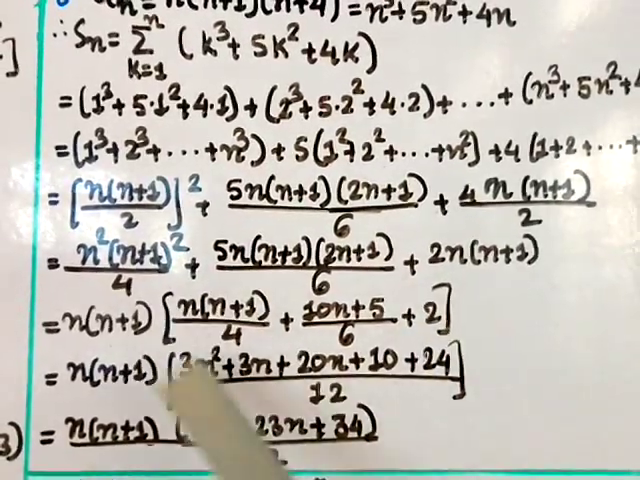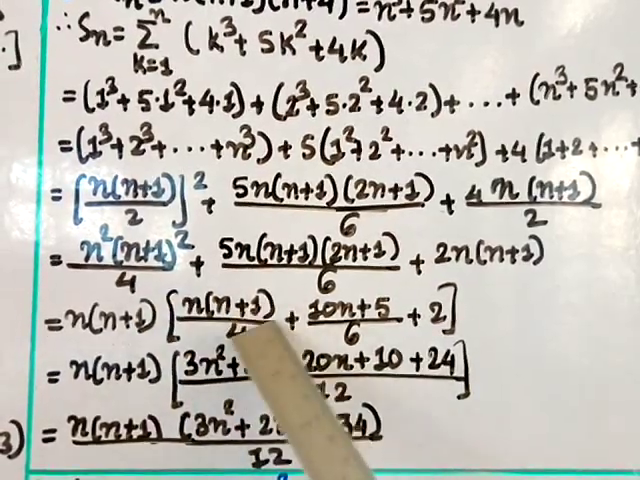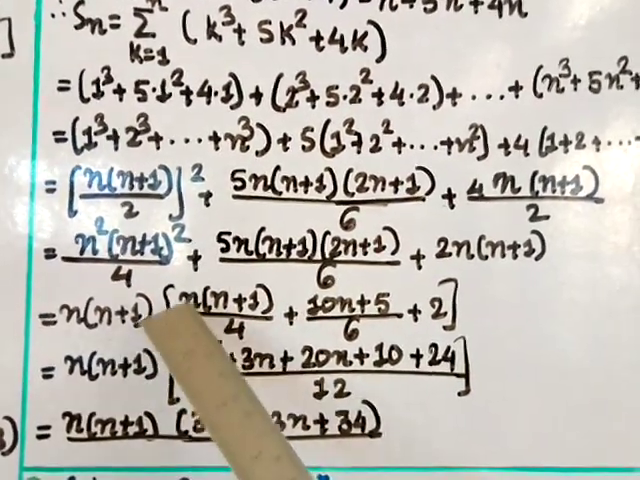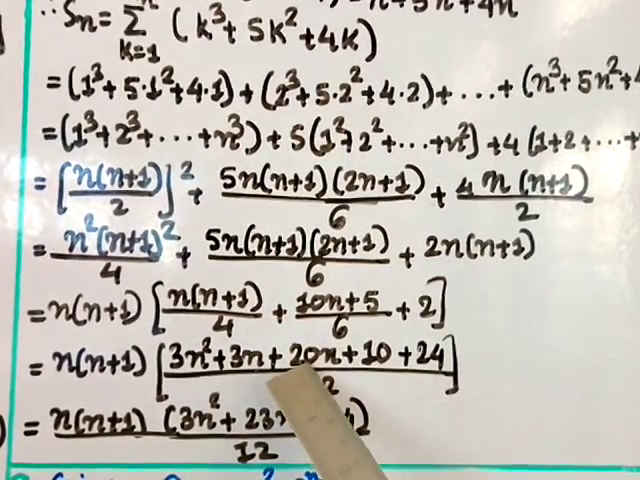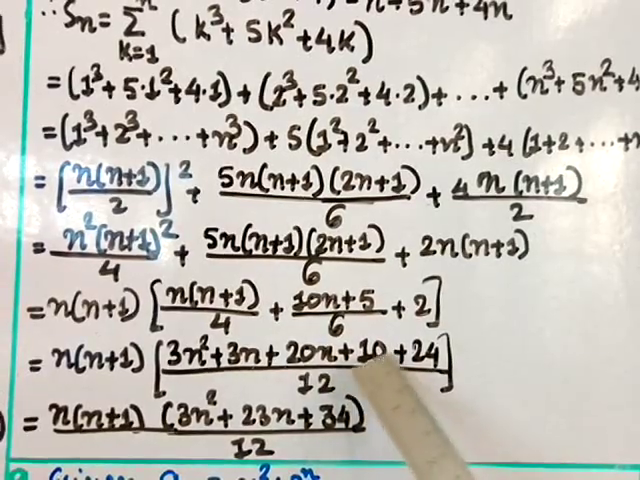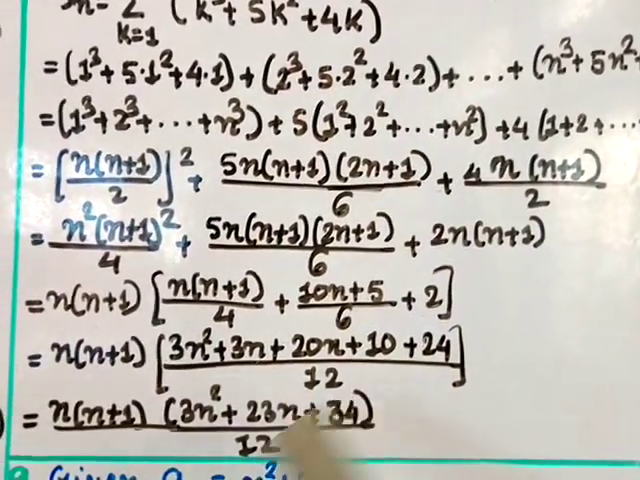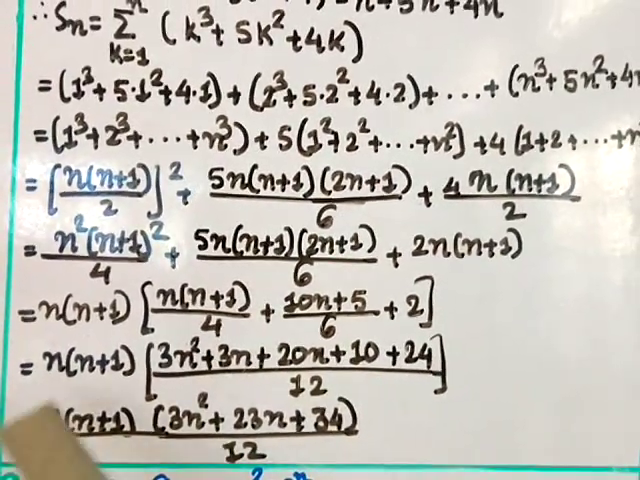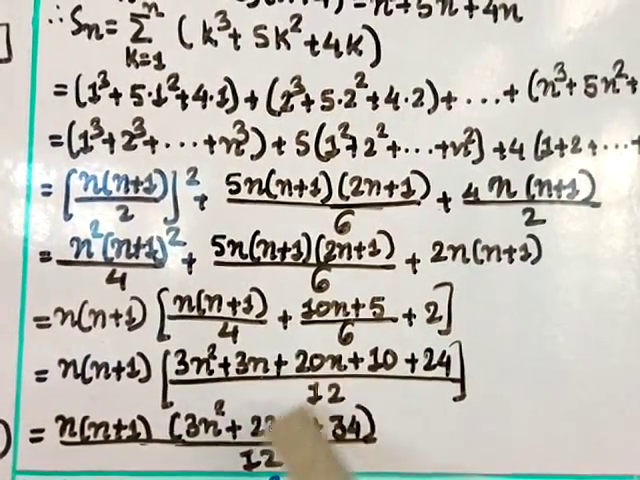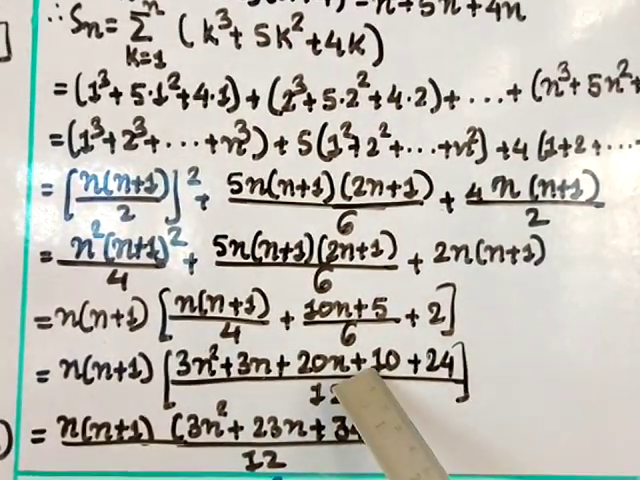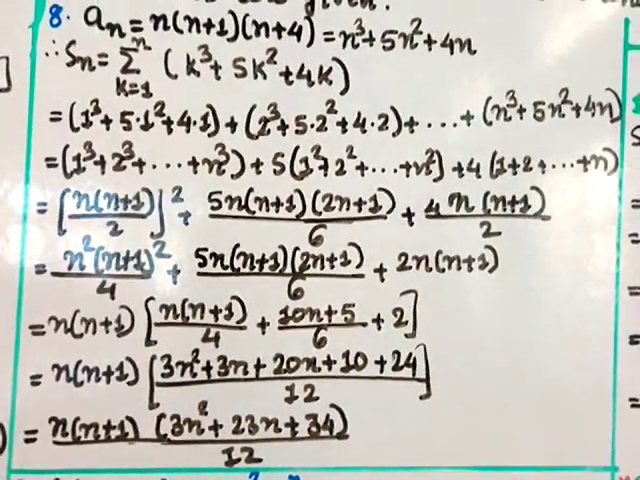Okay, now here n into n plus 1 as it is, and I'll take the LCM for this part. LCM is 12, so I need to multiply here by 3. So here 3 and this n you multiply, so 3n into n is 3n square, plus 3n into 1 is 3n, plus here you need to multiply by 2. So 2 into 10n is 20n, plus 2 into 5 is 10, plus here you need to multiply by 12. So 12 into 2 is 24, divided by the LCM, which is 12. n into n plus 1 as it is, 3n square plus 3n plus 20n gives you 23n, plus 10 plus 24 is 34, divided by 12. So that is the solution for question number 8.